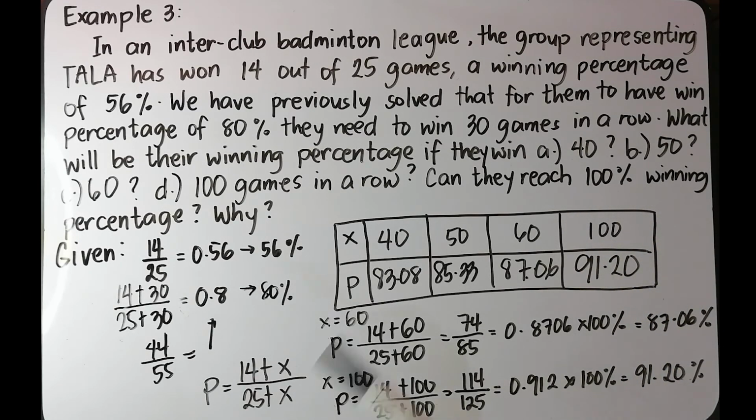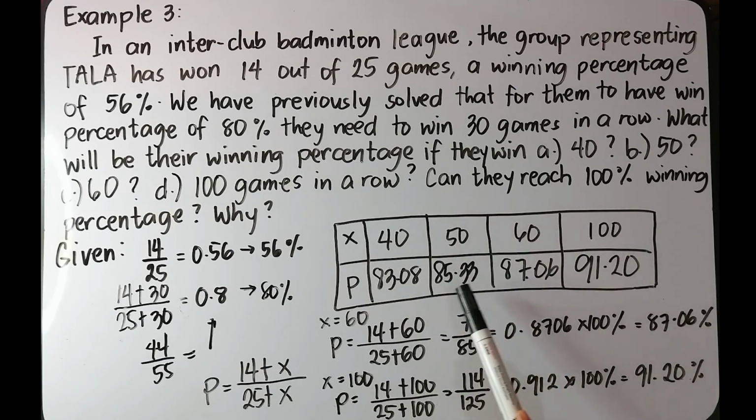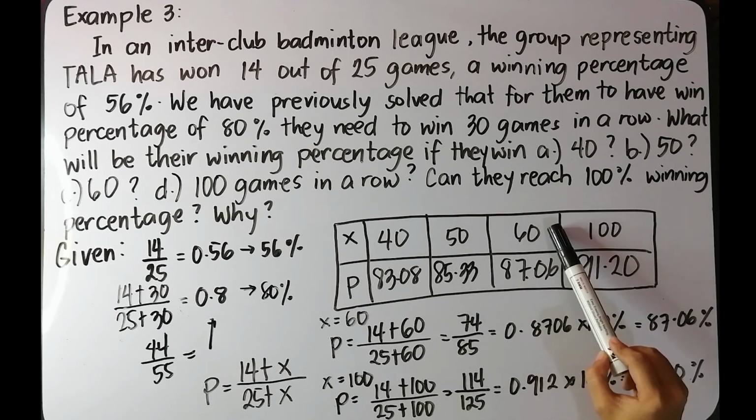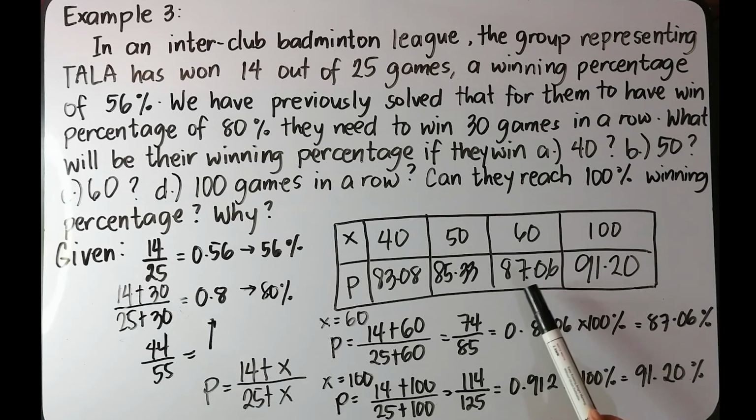So here is the data for the winning percentage. If they've won 40 games in a row, that is 83.08%. If they've won 50 games in a row, they have a winning percentage of 85.33%. If they win another 60 games in a row, they have a winning percentage of 87.06%. And for 100, we have 91.20%.